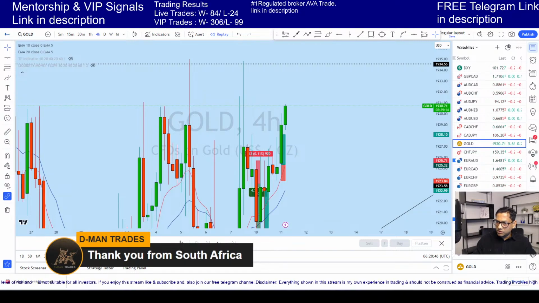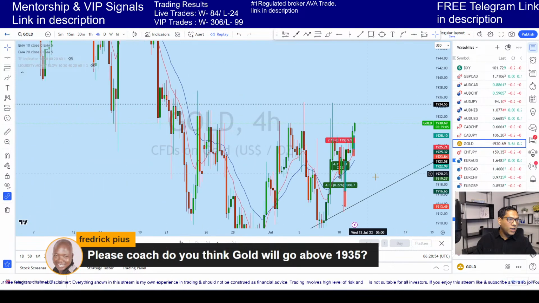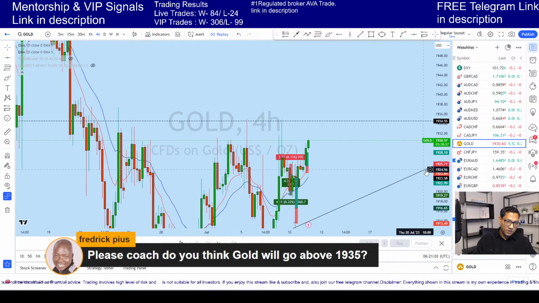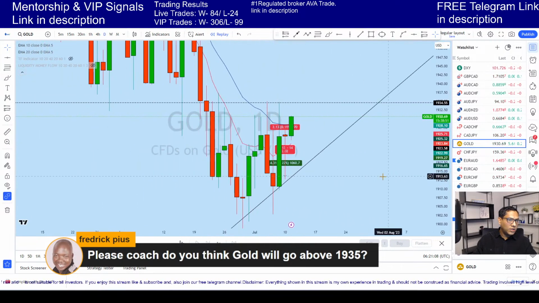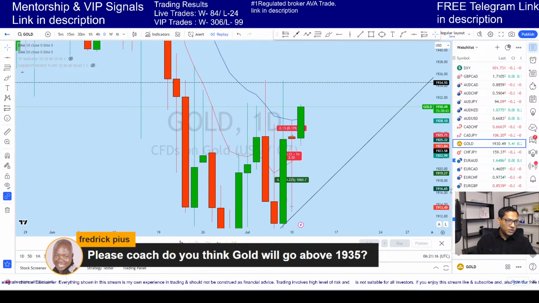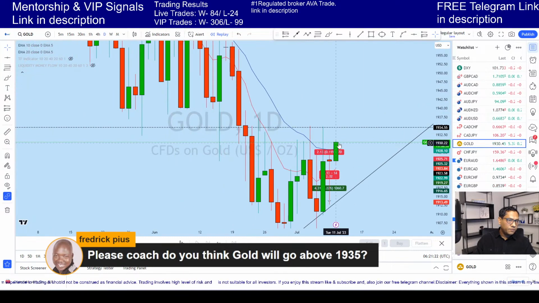I know. Please coach, do you think gold will go above 1935? Frederick, I think that gold will hit the 1934-35 level, highly likely, but breaking this high is subject to the timing, because if we look at the daily on gold, there is something that we need to look at here as well. This is the daily doji. Now from that daily doji, gold had a bounce to the upside. Now with that bounce, gold is hitting that resistance zone.